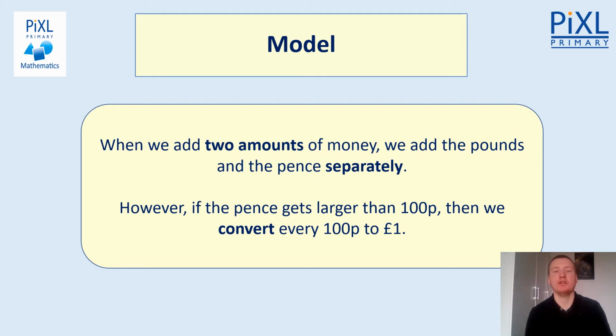When we add two amounts of money, we add pounds and pence separately, of course. However, if pence gets larger than 100p, we have to convert, which means change. Convert means change every 100p to £1. So let's just test that. Let's have a go.